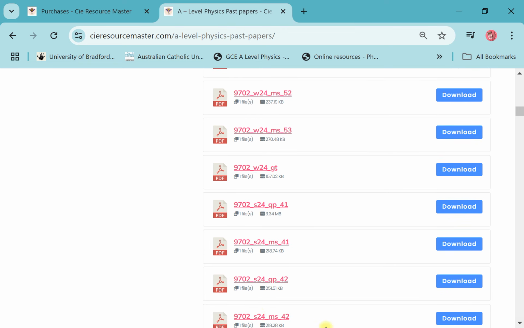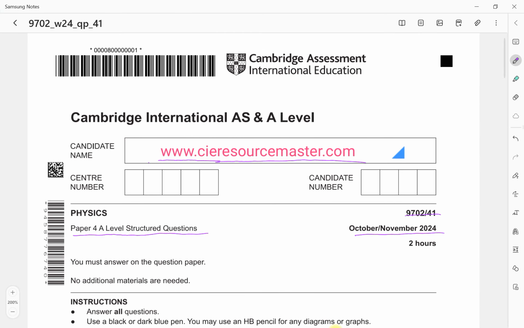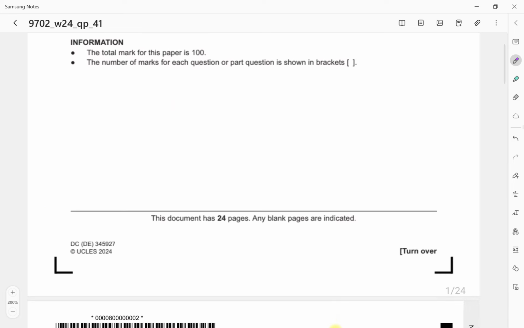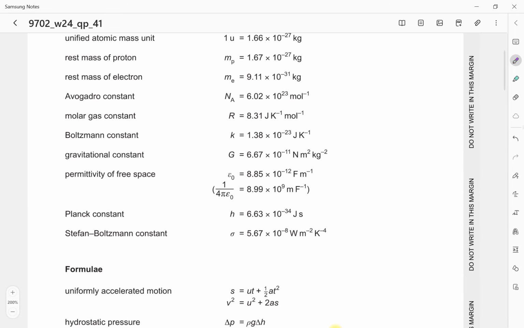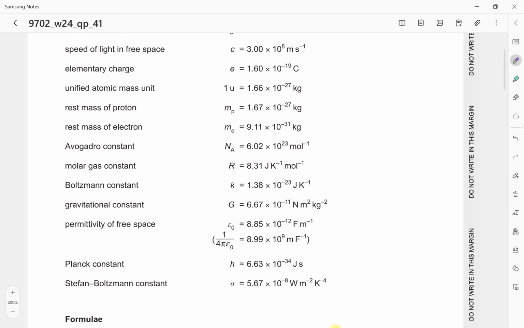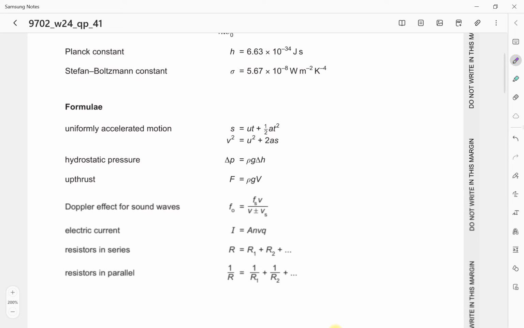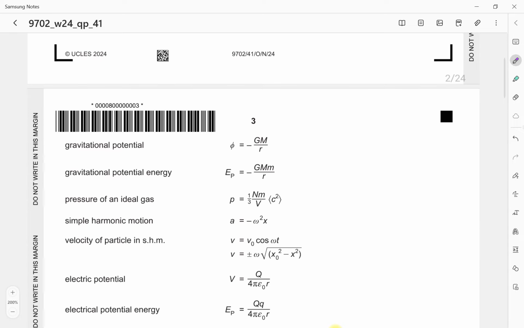Okay, so just to take you back to what we were doing, solving October-November 2024, paper 4, A-level structured questions. I'll just go through a few of the constants. I think most of the constants you are familiar with. However, we'll just talk about one of the formulae which is very important, which is this one here.